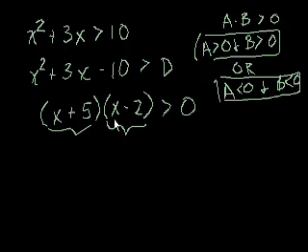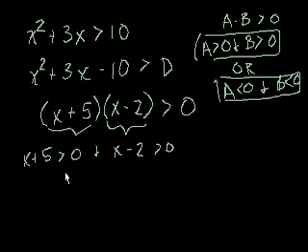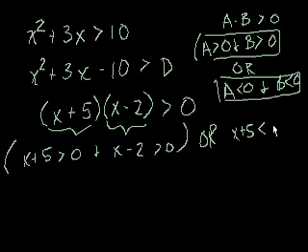So we know that either both of these are positive, so x plus 5 is greater than 0 and x minus 2 is greater than 0, or, now this is a little confusing, but if you work through these problems, it actually makes a lot of sense, they're both negative, so x plus 5 is less than 0 and x minus 2 is less than 0. Just think of it in terms of two expressions that are either both positive or both negative, because when you multiply them, you get something larger than 0.